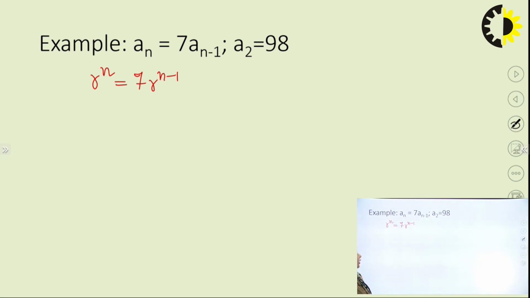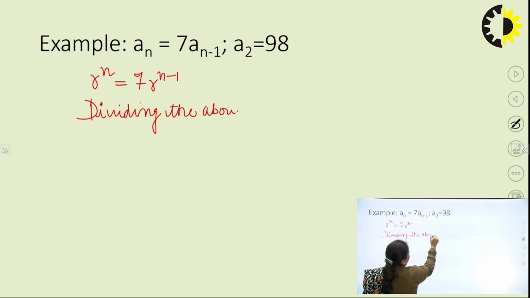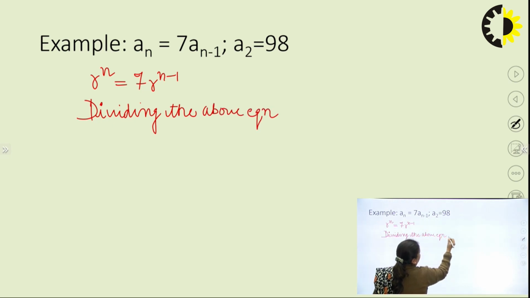Now, once I get this, let us see what is the lowest power of R through which we will divide the entire equation. So, the lowest power here is R to the power n minus 1. So, we will divide the entire equation with this value R to the power n minus 1.